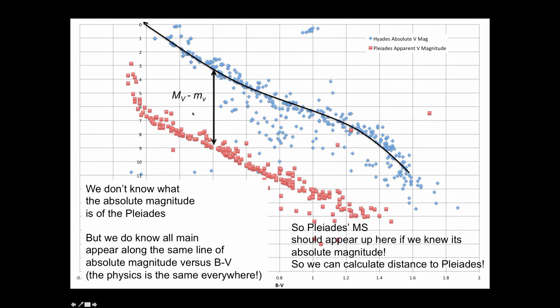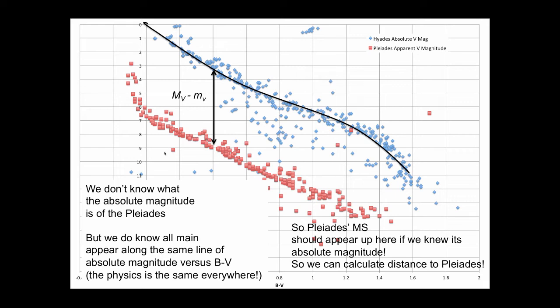Well, the difference between the main sequence of the Pleiades and the main sequence of the cluster that we know the distance to is just the difference between the absolute and apparent magnitude of the Pleiades stars. This is the distance modulus. So we know what the distance modulus is for the Pleiades, therefore we can calculate the distance to the Pleiades.